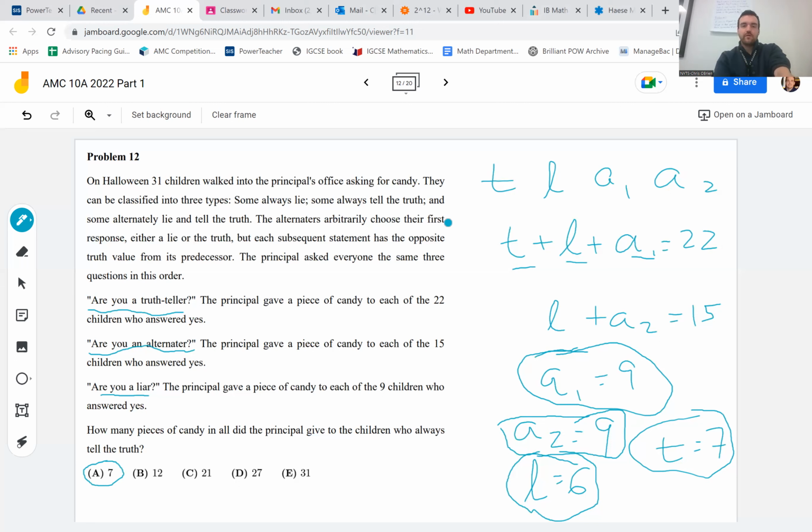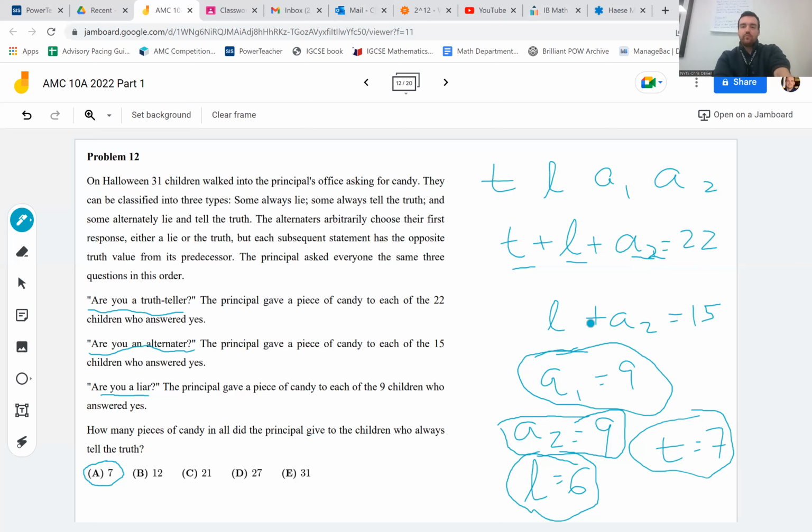Sorry, I got a little mixed up at the end there. Okay, wait. Who's going to answer yes to being a liar? A2 is 9. L is 6. Are you a truth teller? Who would say yes? Truth tellers, liars, and the people who lie the first time. I apologize, I made a mistake there. The people who would say yes would have to be lying to say yes. So that's A2, which doesn't change the result.